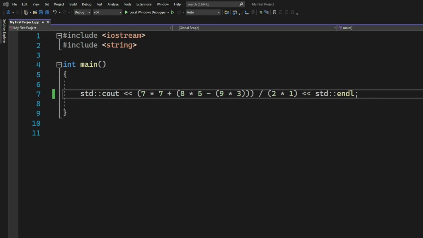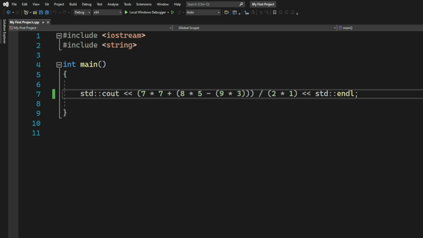Now I am going to show you a harder example. In this example, I have created 4 groups of parentheses. Which group of parentheses do you think will be calculated first? As you may have guessed, it will be 9 times 3. When you have calculations that are placed inside another calculation, then the innermost calculation gets calculated first.